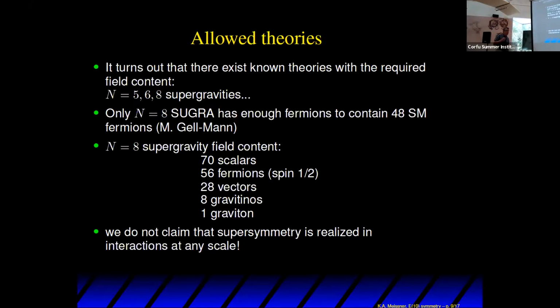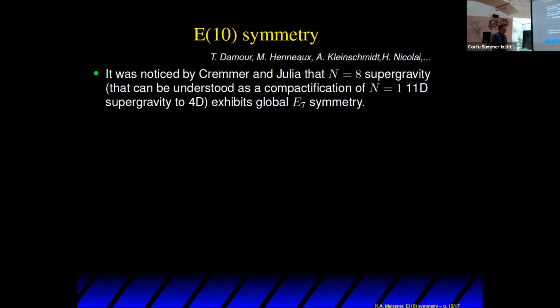If we break supersymmetry fully, that means that 8 fermions would go as a massive, as a third component of gravitino. We are left with 48 degrees of freedom. And that is what Gell-Mann noticed. Murray Gell-Mann recently passed away. Okay, so E10 symmetry.